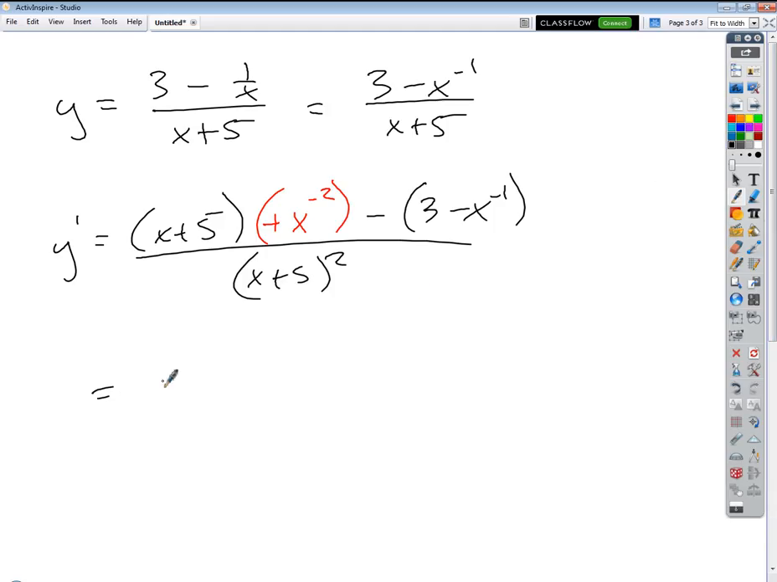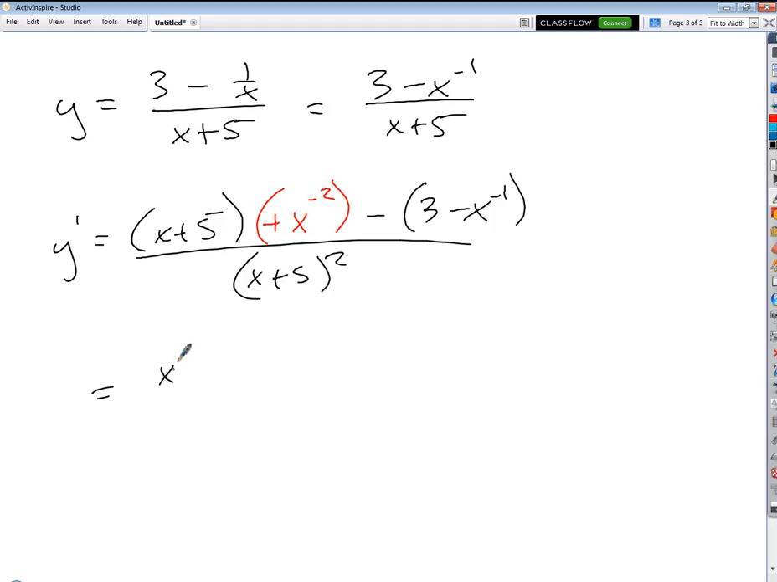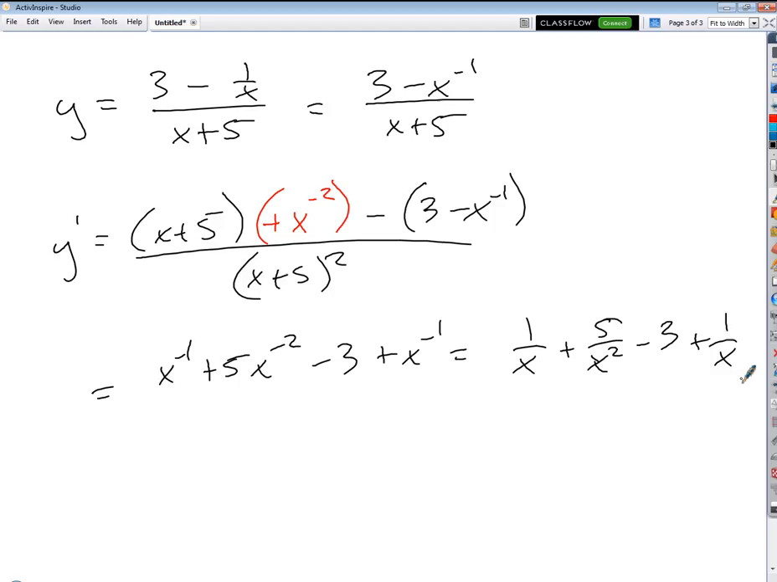That's going to give you x to the minus 1 plus 5x to the minus 2 minus 3 plus x to the minus 1, which is the same thing as 1 over x plus 5 over x squared minus 3 plus 1 over x. Wow. Okay, that's not a fun fraction. We could, of course, do it, but it's going to take some algebra to add all that stuff up. I'm going to have to get a big common denominator. Agreed? Yeah. So where did the problem come from here?